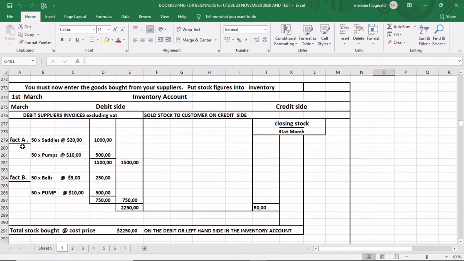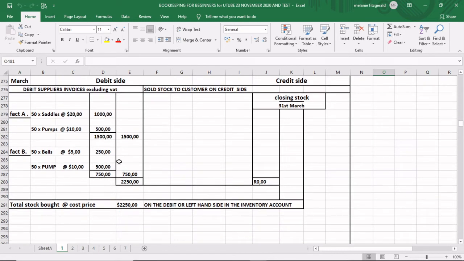But for now, we're going to enter the stuff we bought from these factories. So, for example, for Factory A, we bought 50 saddles at $20 each. We bought 50 pumps at $10 each. We added them up and we got to $1,500 worth of stock that we bought from Factory A. And we bought goods from Factory B as well. The total amount is added up. So in total, the total stock bought at the cost price was $2,250 from both those factories. Okay.